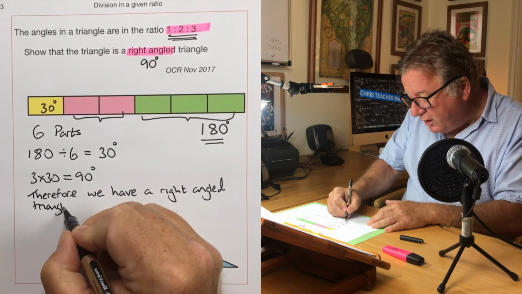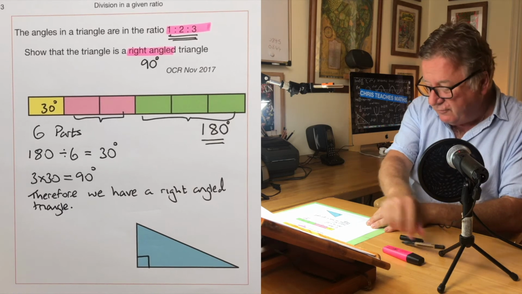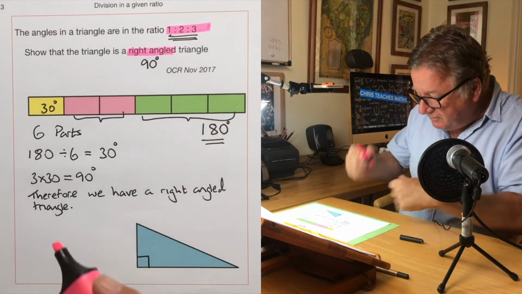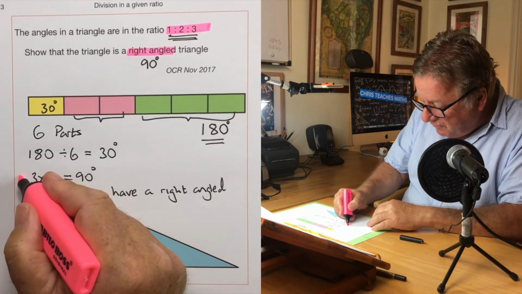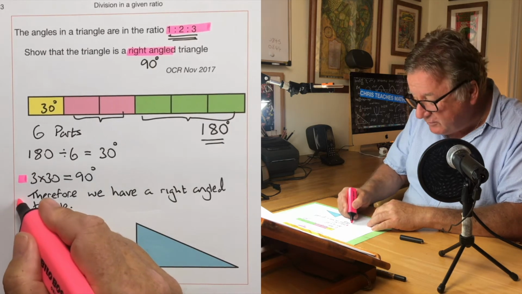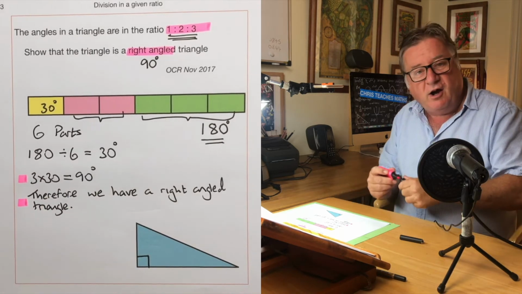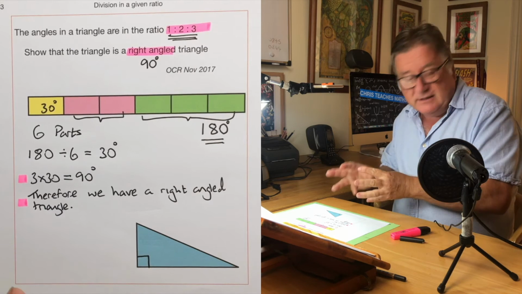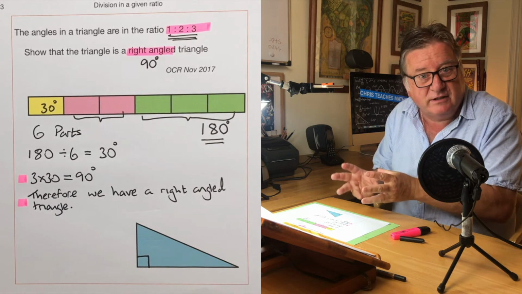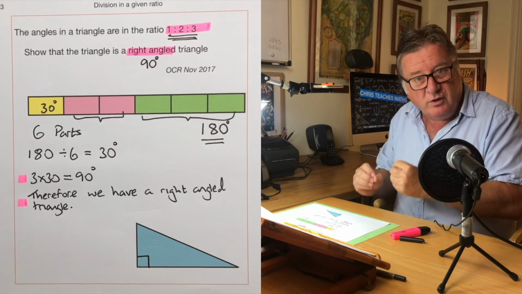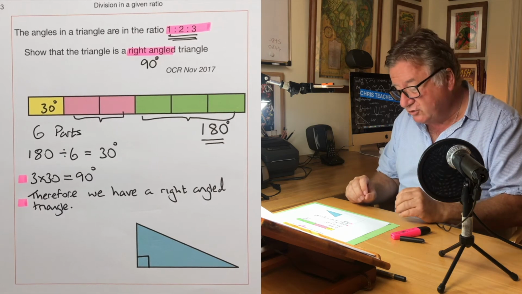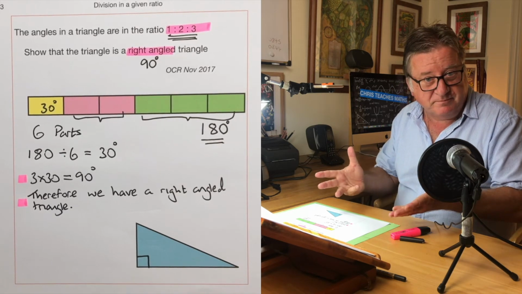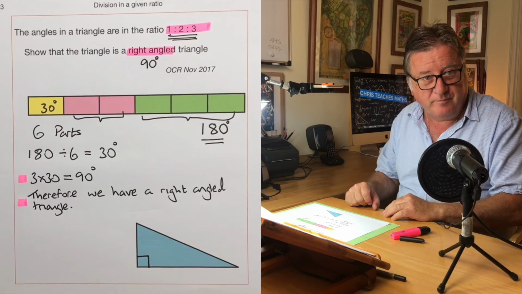And look what I've written here. I've got my calculation here, and I've got a statement linking the two. I know that because there's an angle of 90 degrees, therefore I have shown that it's a right angle triangle. Done.